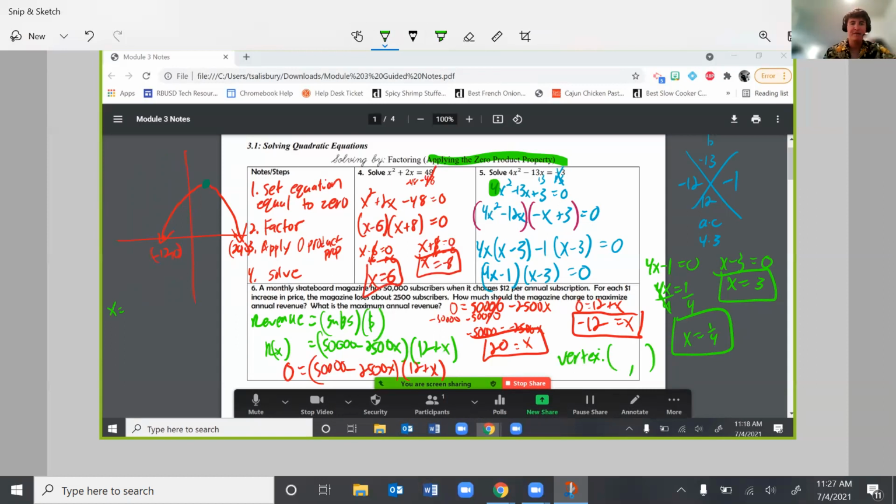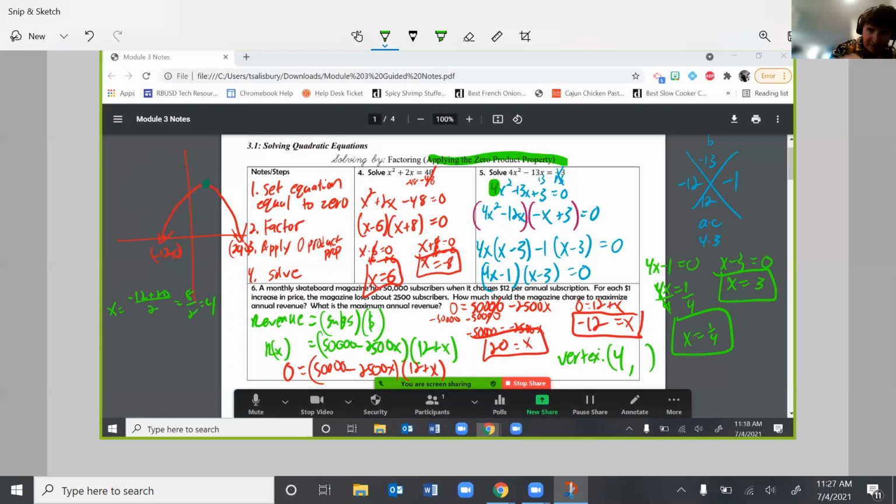X and a y. So to find the x coordinate, we'll take negative 12. We'll add them together in the middle, which gives me 8 over 2, which is 4. Great. So that's the x coordinate of my vertex. Now I have to find the y.